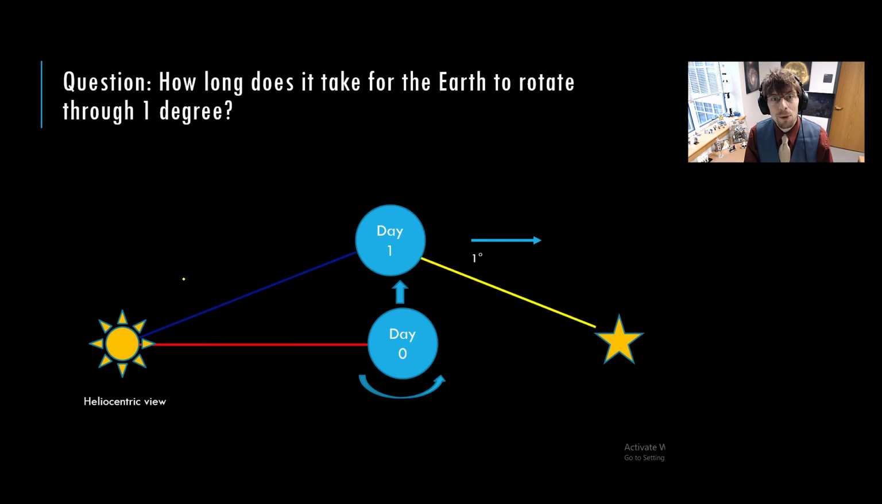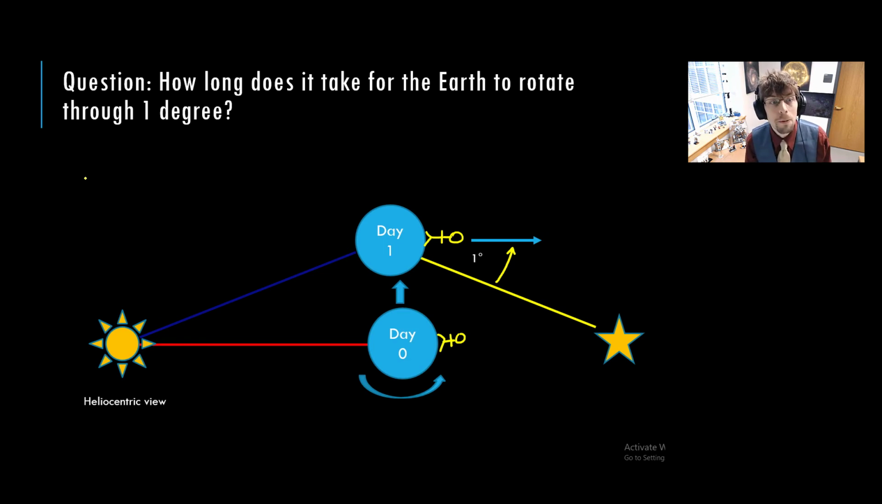I've got another question for you. How long does it take for the Earth to rotate through 1 degree? Remember that this person has not rotated the full 360 degrees. I'd like to know, how long does it take the Earth to rotate that last 1 degree? Go ahead, take a minute, figure it out. You got it? Yeah, good.